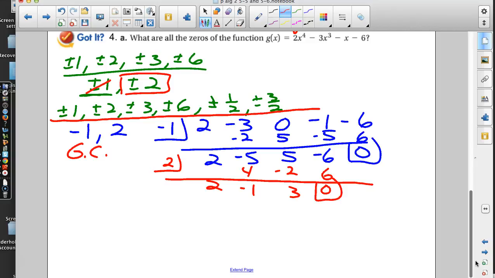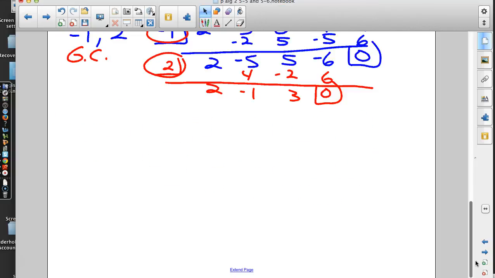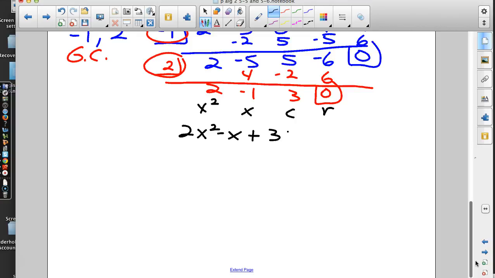How many zeros is it supposed to have? 4. How many do we have? 2. So we have to see what we have left. Is that going to be factorable? Right. No. If it were, we would have seen them up there when we graphed it. It is not factorable. So yep, quadratic formula.